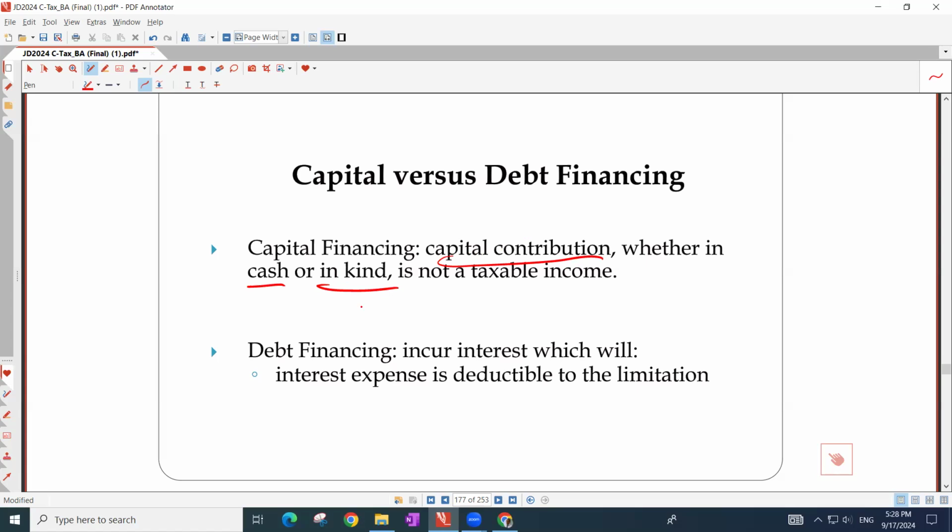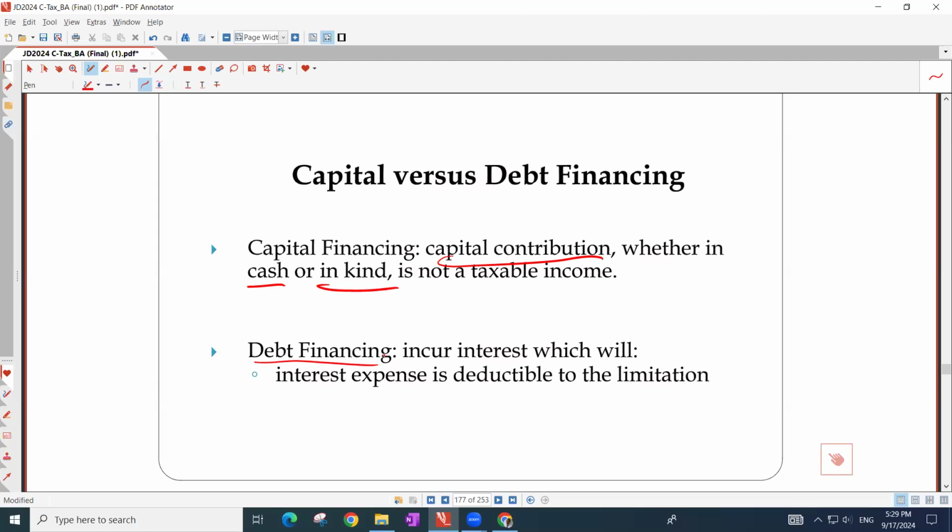And if you contribute into the company as debt financing, you provide a loan. A loan will incur interest, and the interest expense will be deductible subject to limitations. I mean, to fund a company, you can do two ways: capital contribution, where you can put in cash or in kind. So it's not taxable. The company actually receives money or assets from the shareholder, but that's not taxable.